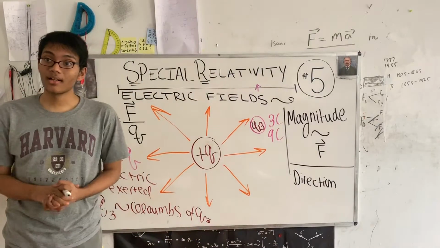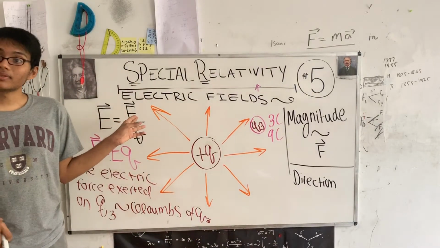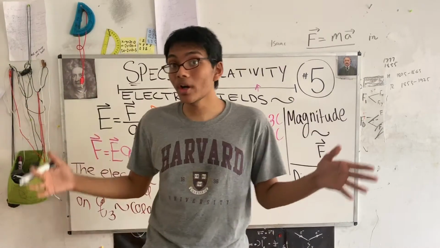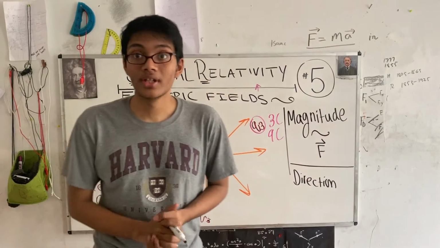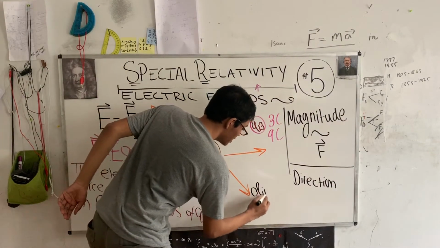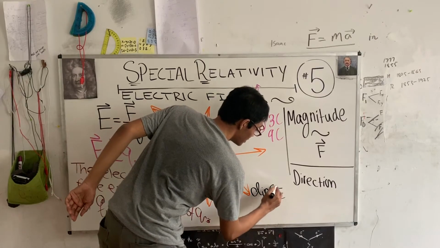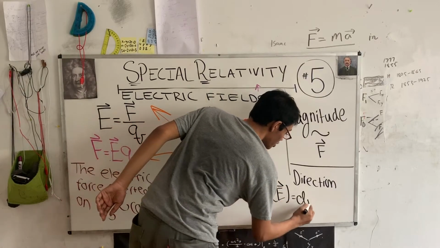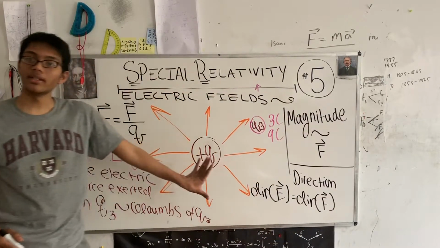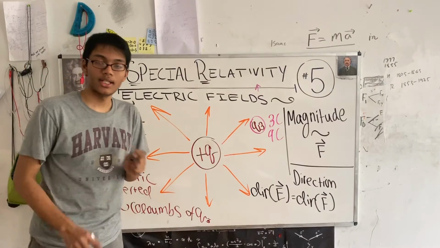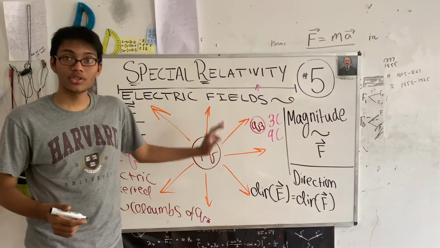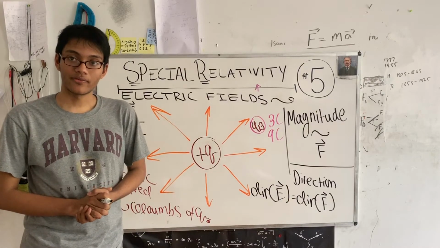Well, as you can tell, this F is also a vector. This electric force is also a vector. So the electric field is going to point in the direction of the electric force. So I can just go ahead and write that down as such. The direction, dir, of the electric field, E hat, is going to equal the direction, dir, of my electric force. There it is, in its full mathematical form: the magnitude and direction of the electric field.